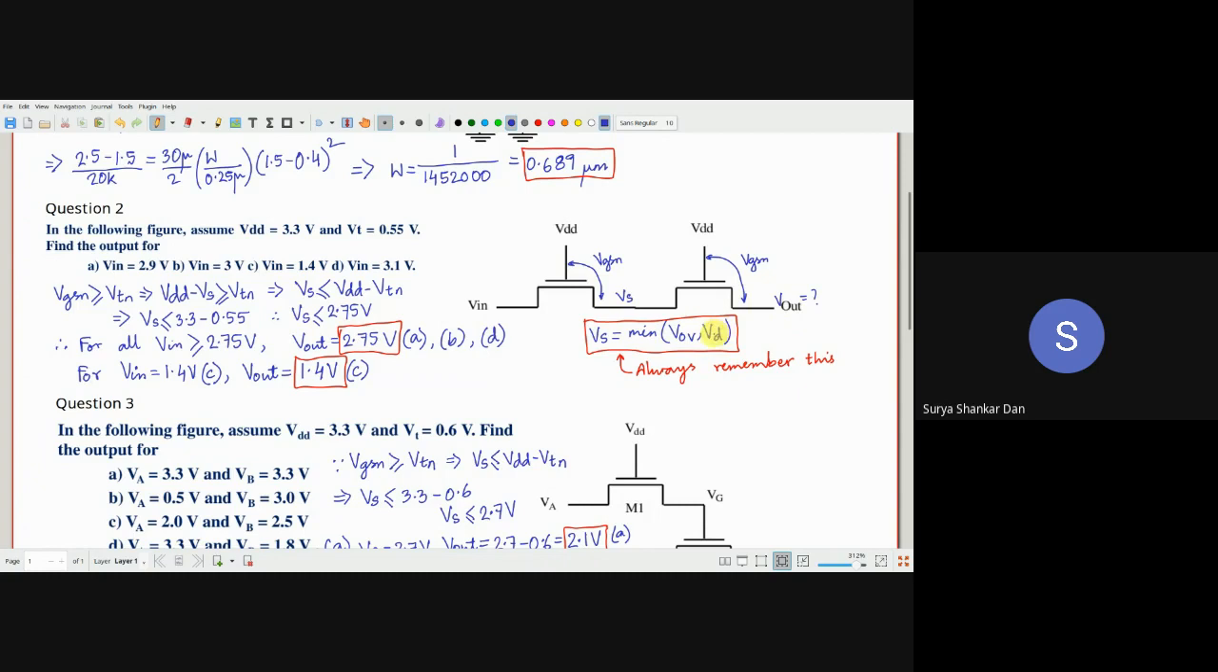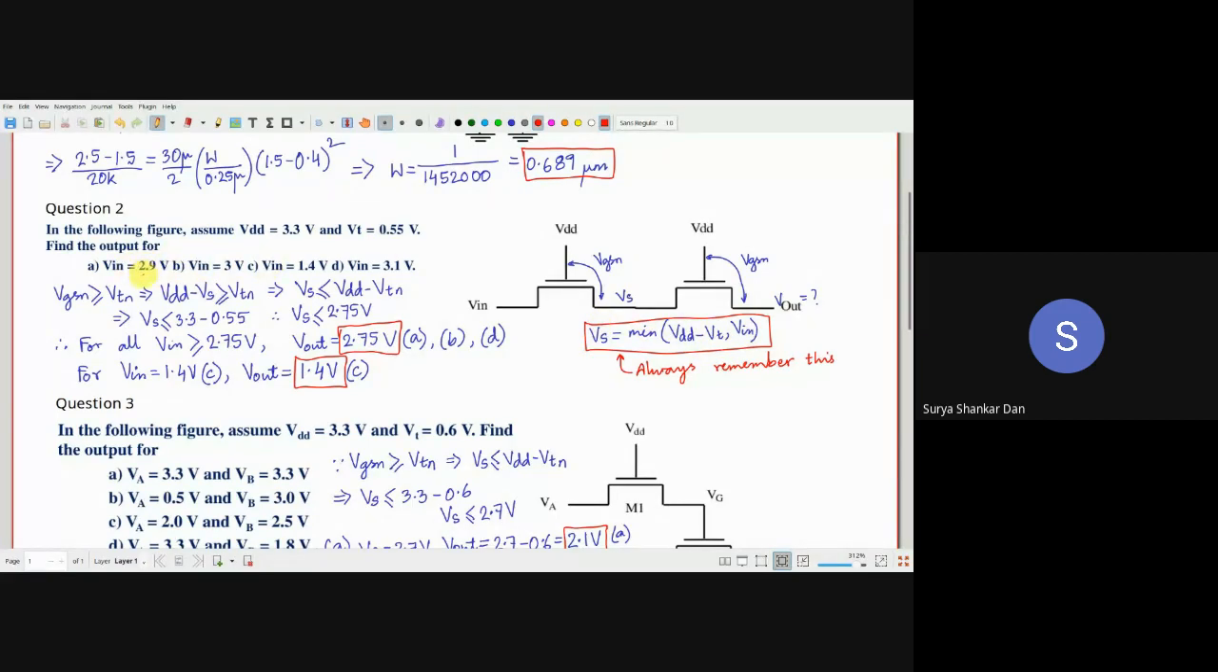So instead of VD, here let's put V in. Sorry. So let's make it even more general. VDD minus VT, comma V in. Okay, so what happens is, make a box of this, memorize it. So basically whichever is less, VS will be equal to that.